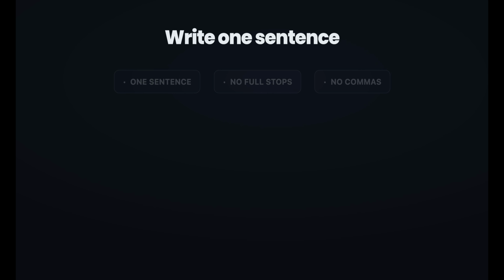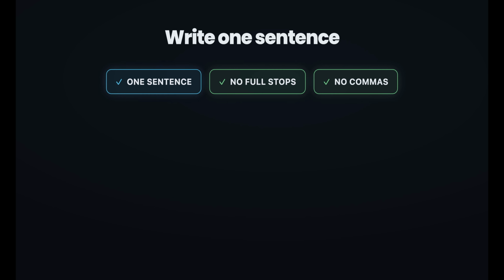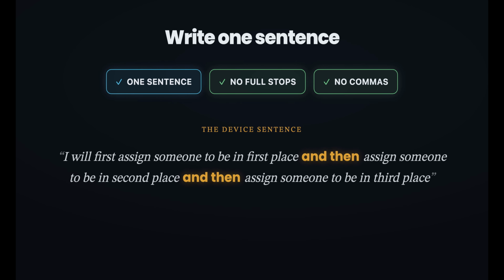The trick is to keep it to a single sentence with no full stops or commas. That part is important. Pretend you're the person handing out first, second, and third place, and describe what you would do in one sentence, never using a full stop or a comma anywhere in it for this to work. I will first assign someone to be in first place, and then assign someone to be in second place, and then assign someone to be in third place.